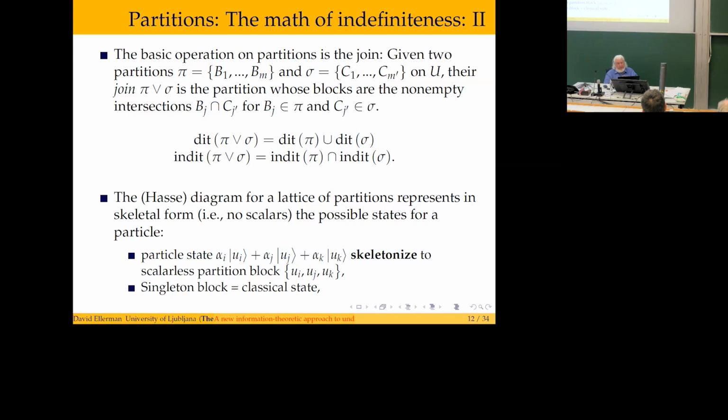Now, the basic operation on partitions that comes out of the logic is the join of two partitions. So you have two partitions here, pi and sigma. These are the blocks. The join is formed by taking the blocks to be all the non-empty intersections. Obviously the B's don't intersect each other and the C's don't either, but they can intersect each other from the two different partitions. So you take all the non-empty ones, that forms a partition, which is called the join, and the dit set of that partition is just the union of the two dit sets. If you look at it from the other side, as an equivalence relation, this operation of join is just the intersection of equivalence relations. And everybody knows that the intersection of two equivalence relations is an equivalence relation, just the intersection of the two dit sets.